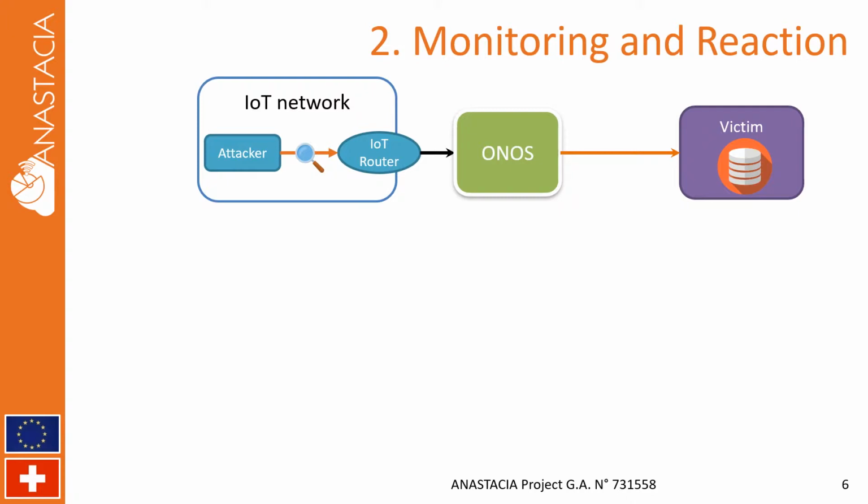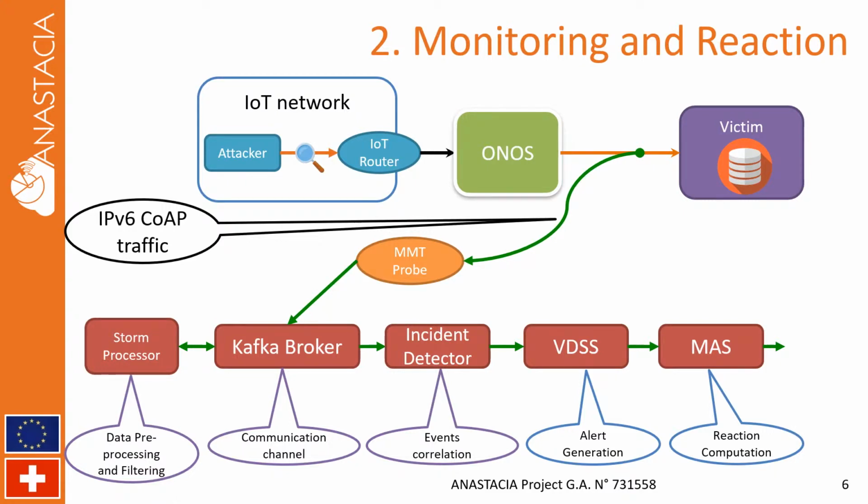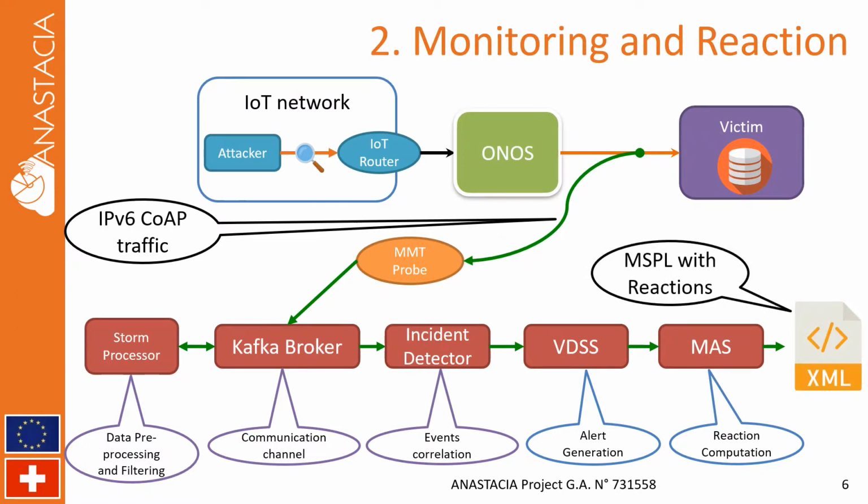In this case, we will start the MMT probe that will start sniffing the IPv6 CoAP traffic. The MMT probe will start to extract security information and will feed them directly into the whole ANASTACIA chain. The ANASTACIA platform will then detect the incident and generate the effective countermeasures in the form of an MSPL file that codifies the reactions to this ongoing attack.